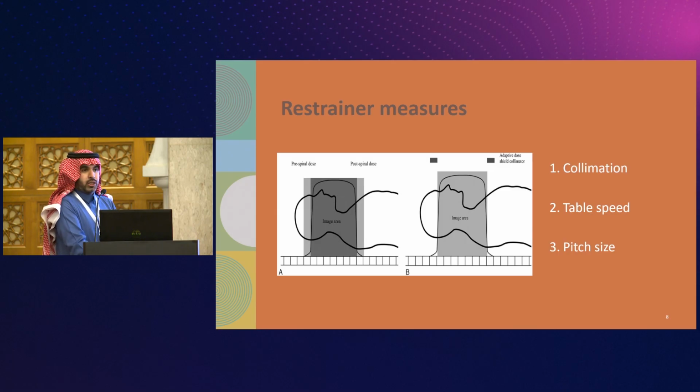That's automatic shielding blades. Okay? Don't go post or pre. Just stick with the area of interest. If you go post and pre, that's what you'll get. You'll get more radiation to the post spiral. But if you stick with the collimation or with the area of interest, you won't get that.